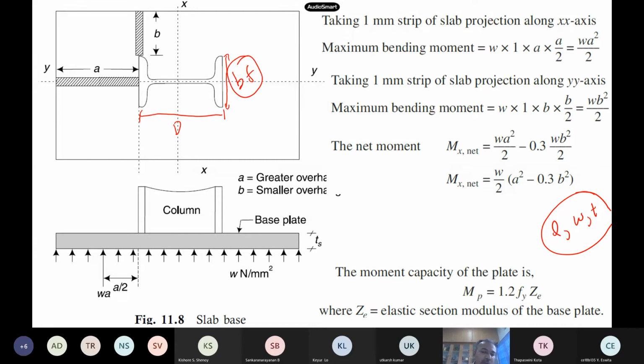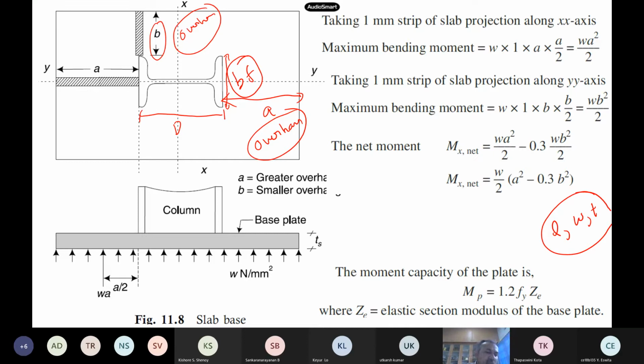My slab base should be slightly bigger than my column. So A and B. This side is A and this side is also A. A is what we call the overhang. And here also B, that is how much extra we are taking apart from the breadth of the flange. So this is also an overhang. Sometimes A will be greater than B, so greater overhang, smaller overhang also we try to do. Now if you see it in plan, it looks something like this.